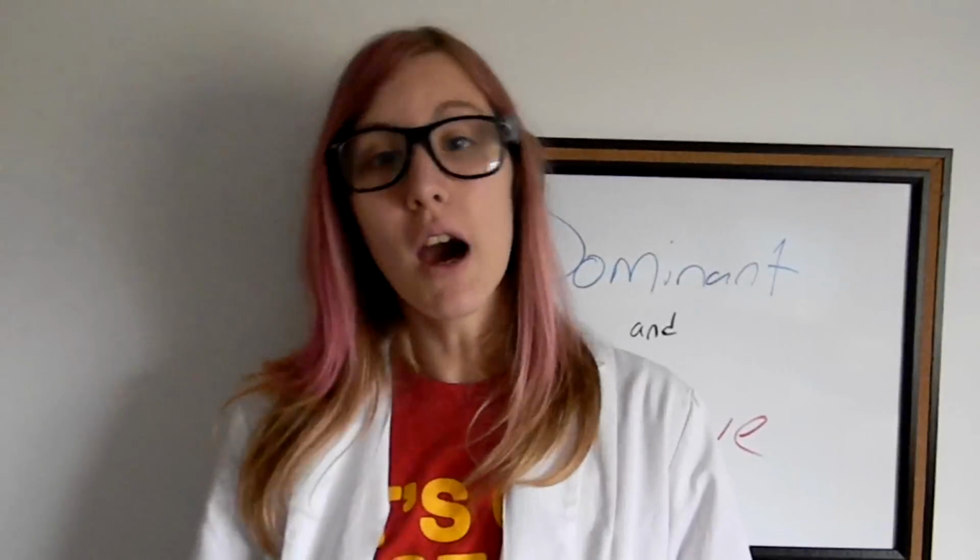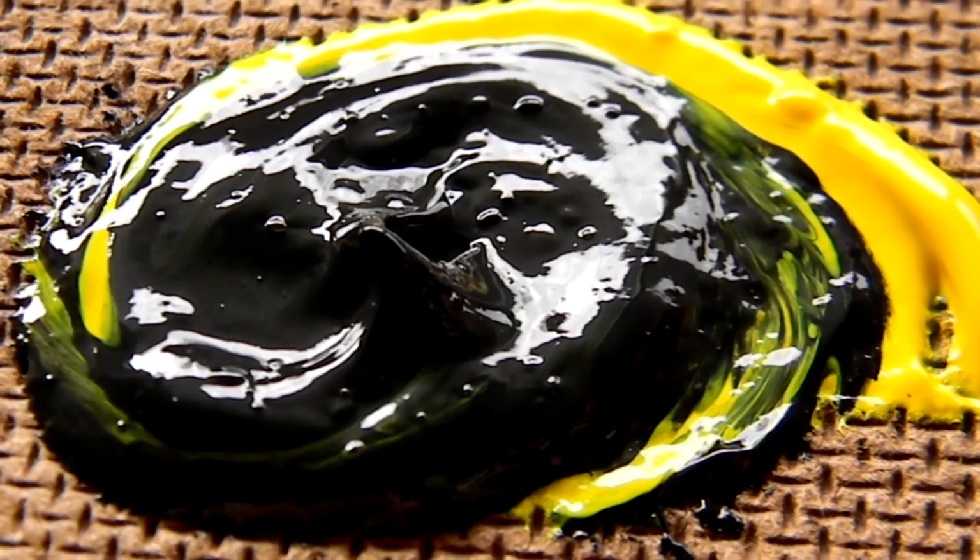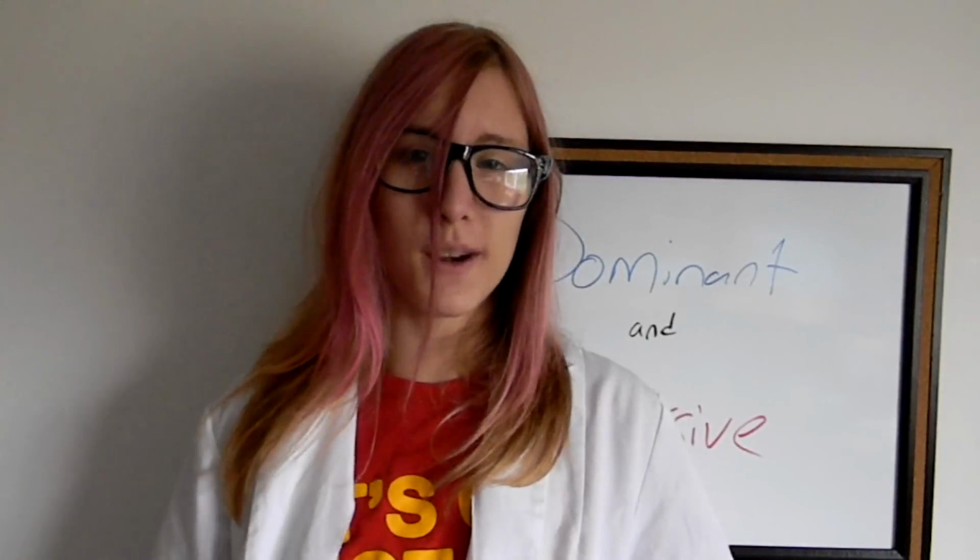Onto the paint model. So you have black paint and you have yellow paint. When you mix the two, you get black paint. So black is dominant over yellow.